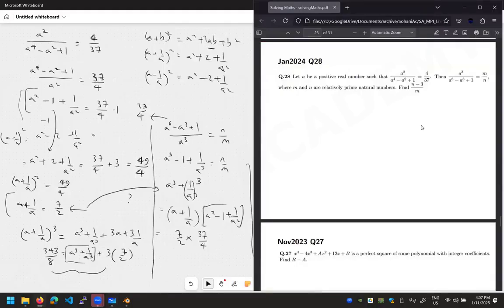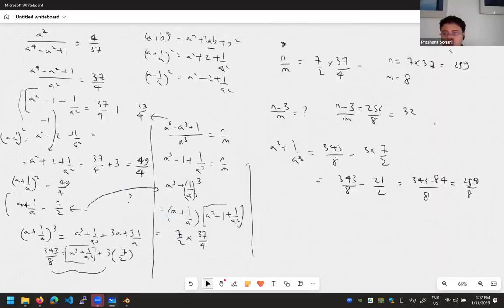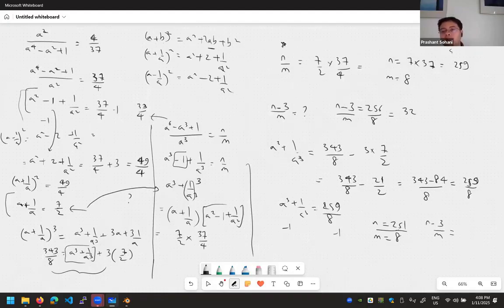Sir, we have to do minus 1 also. Why? There we have to minus 1. Yes, correct. Yes, so this minus 1 I forgot. So actually, what we found here is a cube plus 1 over a cube is this. Therefore, minus 1 of that will be 251 by 8. Which means n is 251 and m is 8. And then n minus 3 by m will correctly come to be 31.